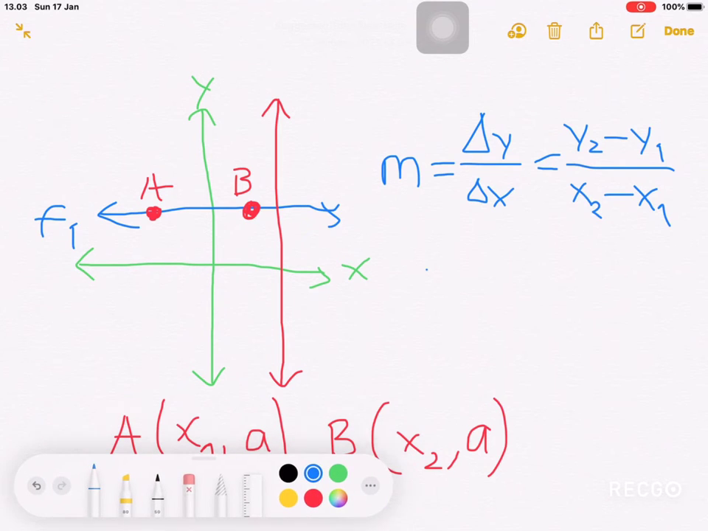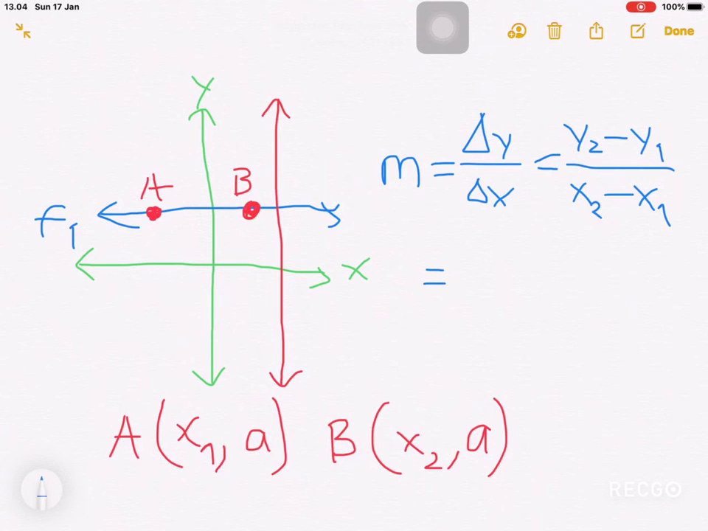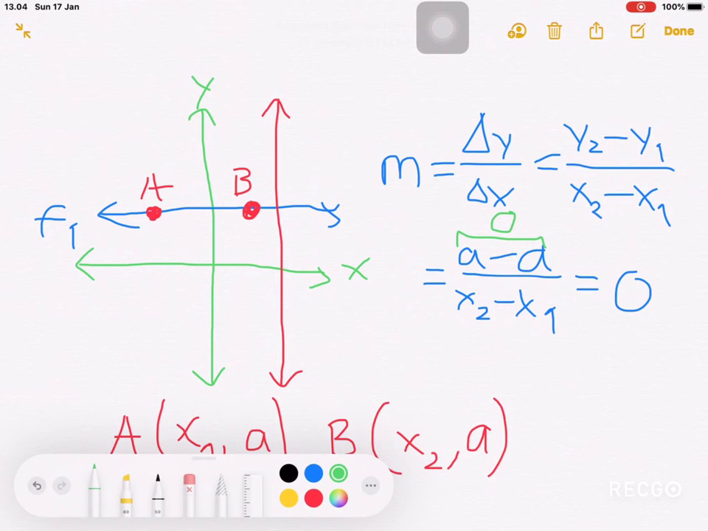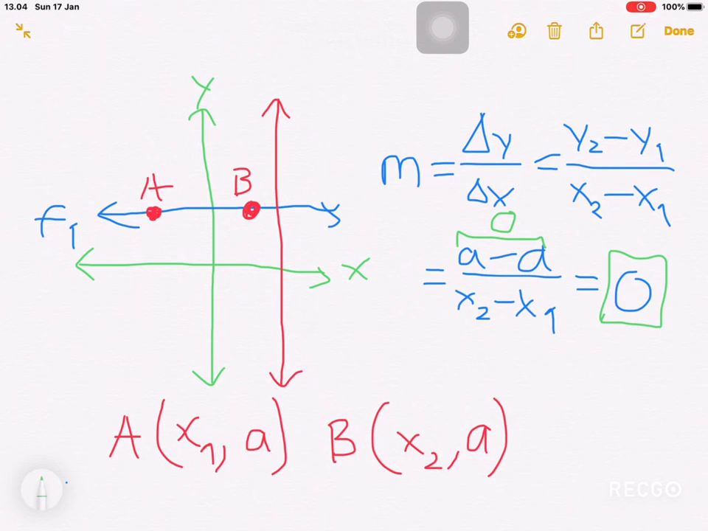Plugging our values into the formula right here, notice our y2 is a, and our y1 is a as well. x2 minus x1 stays the same. And notice a minus a is 0, so this is all equal to 0, and 0 divided by anything is just 0. So it doesn't really matter which points you pick for our slope formula, because it always gives us a slope of 0.